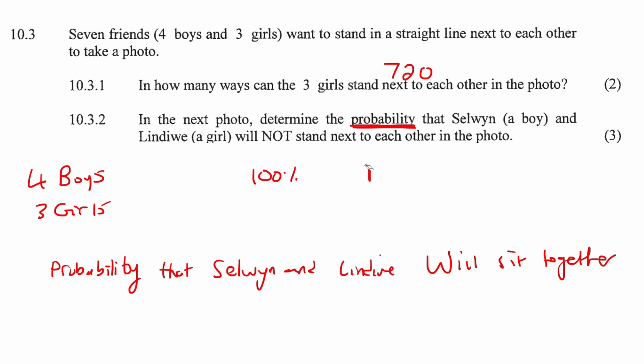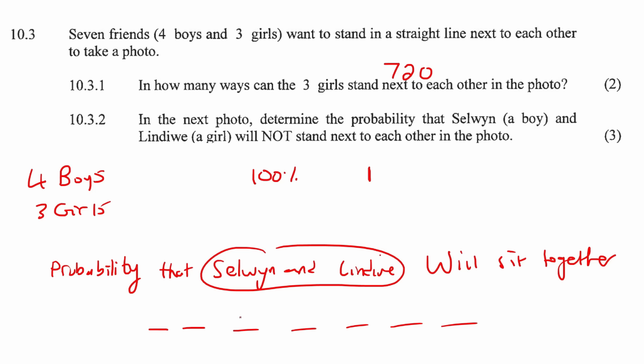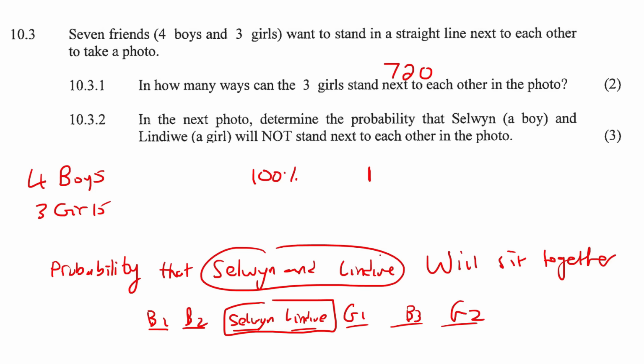Okay, anyways, so what we're going to do now is take all the 7 people, but we're going to make these 2 one unit. So Selwyn and Lindiwe, they are a unit. We will put a box around them, and then the rest would be the other 5 people. So there's still another 3 boys, boy 1, boy 2, and boy 3, and then there's still another 2 girls besides Lindiwe. So it's the same thing now. You're just going to work out how many things you could get here. Well, how many units can you see? 1, 2, 3, 4, 5.